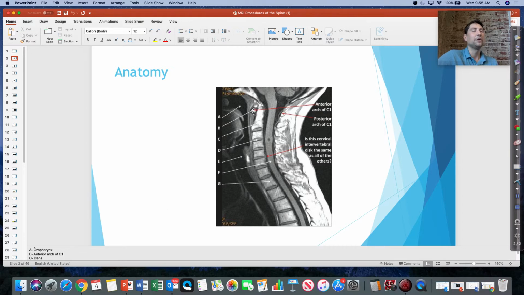So we always count on our MR images for spine. We start with C2, and this is the reason, because it's really hard to see C1 that wraps around C2. What's another name for C1? Okay, and C2? Okay, and what's this part of C2 called?